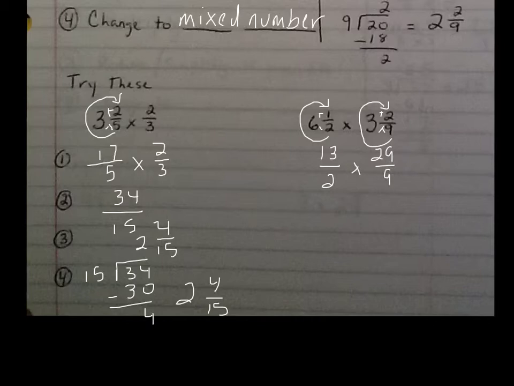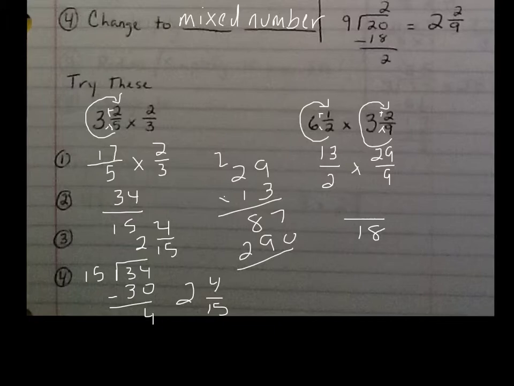Okay, our next step is multiplying across. Now, I don't know about you guys, 2 times 9 I can do pretty easy, but 13 times 29 I can't really do that easily. So I'm going to do that off to the side over here. So 29 times 13. 3 times 9 is 27, carry the 2. 3 times 2 is 6, plus 2 is 8. Bring down my 0. We got 1 times 9 is 9, 1 times 2 is 2. Add them up. 7, 17, carry the 1.